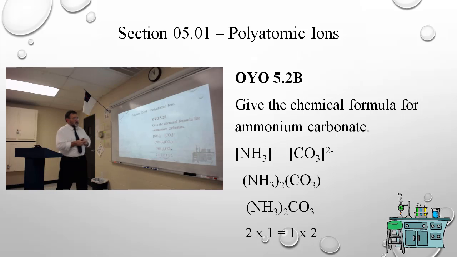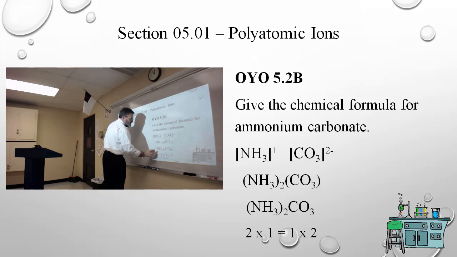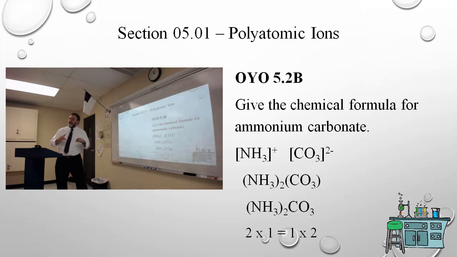I have 2 ammoniums, here shown as ammonia, but it should be 2 ammoniums, each of which has a +1 charge, and that should equal an opposite charge of 1 carbonate, which has a 2 negative charge. Since they are equal but opposite, it's true, and that molecule is written correctly.